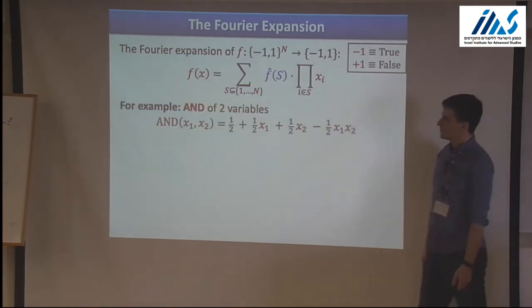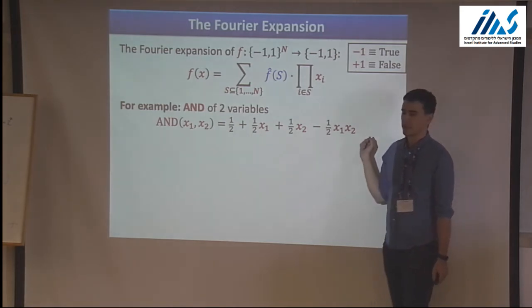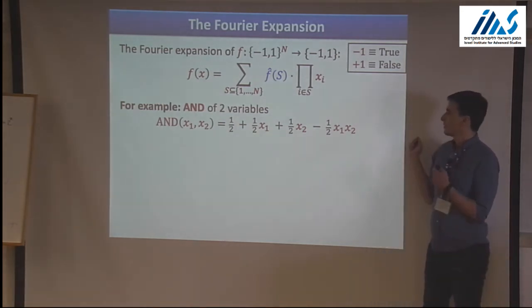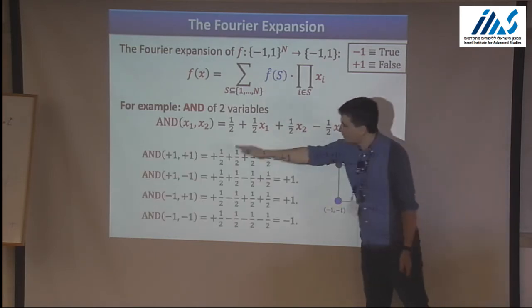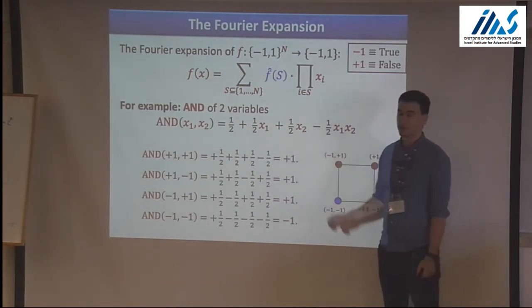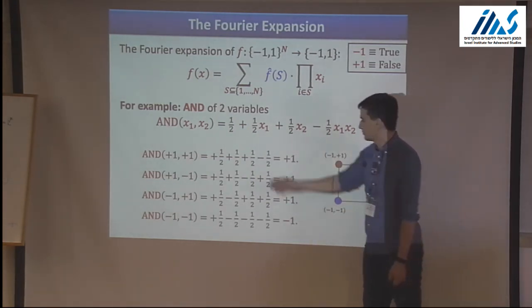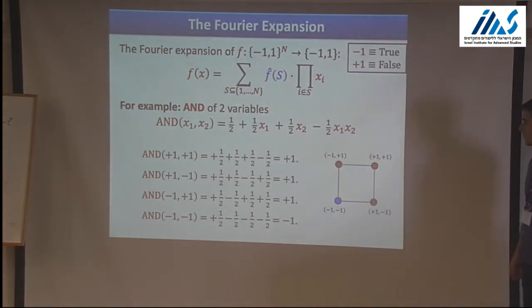So let's see an example. The AND of 2 variables. I claim that it can be written as this polynomial. Why is it correct? We can just check on all 4 possible inputs and see that indeed the polynomial and the function agree. I made this check here, and you can verify it for yourself.